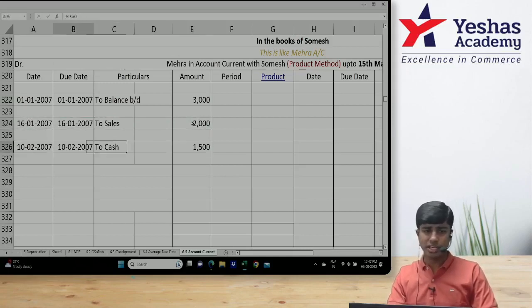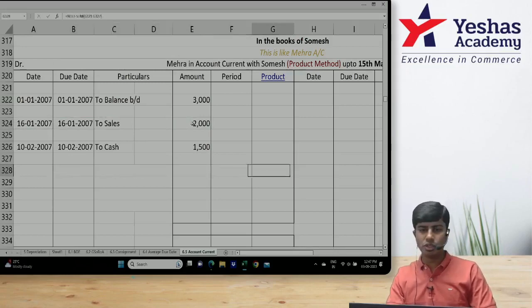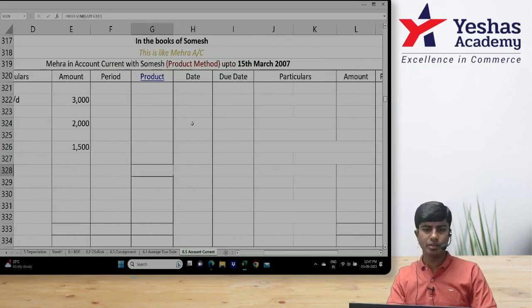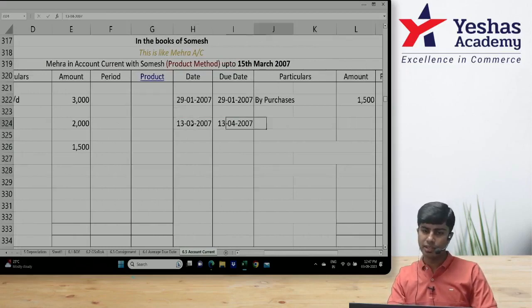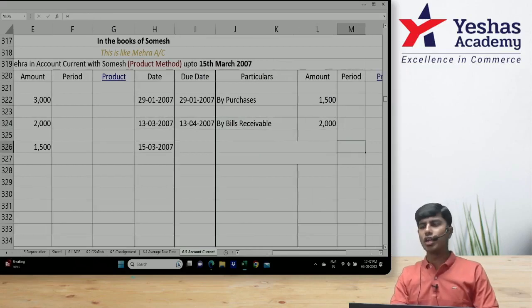2 cash. Then that's it. Come to the credit side. Date. Purchases 5,500. Then on 13th of March, bills receivable 2,000. Then that's it. Okay. Now, listen.